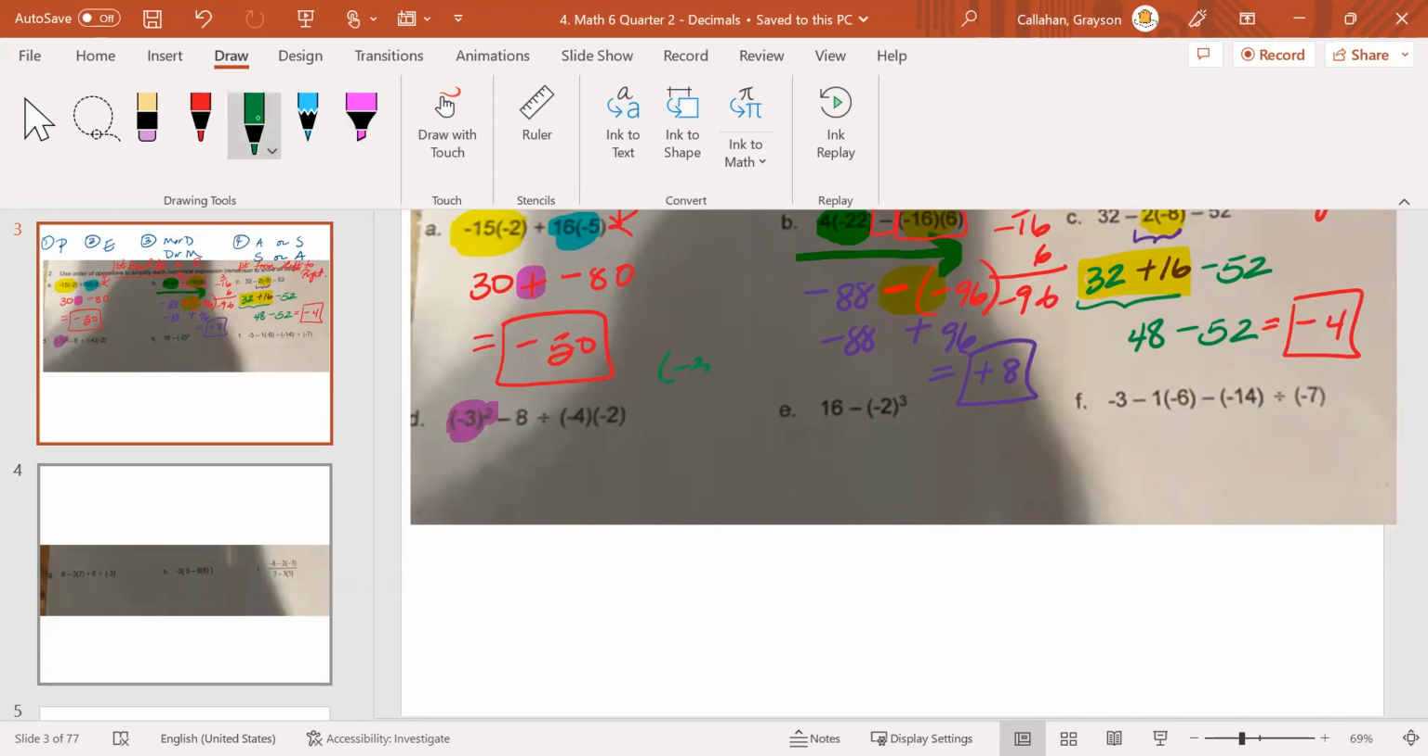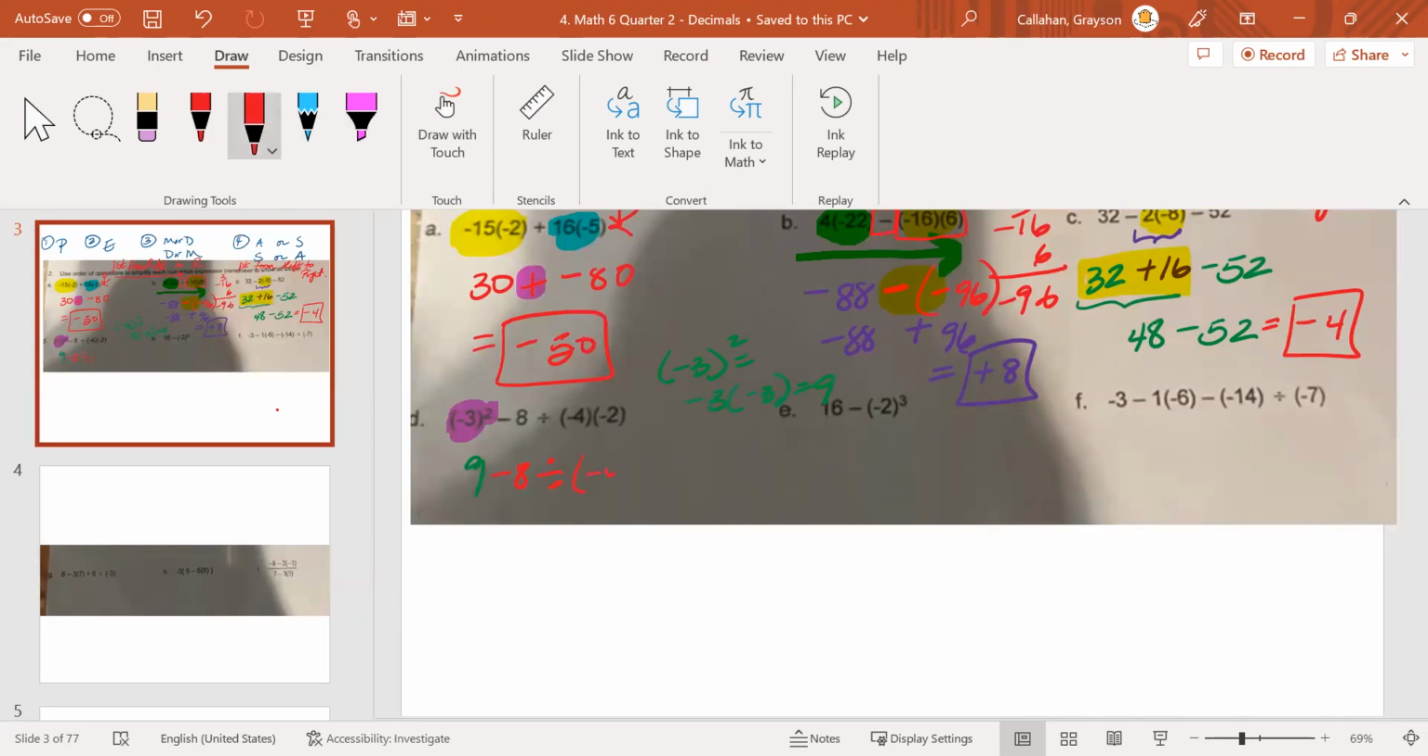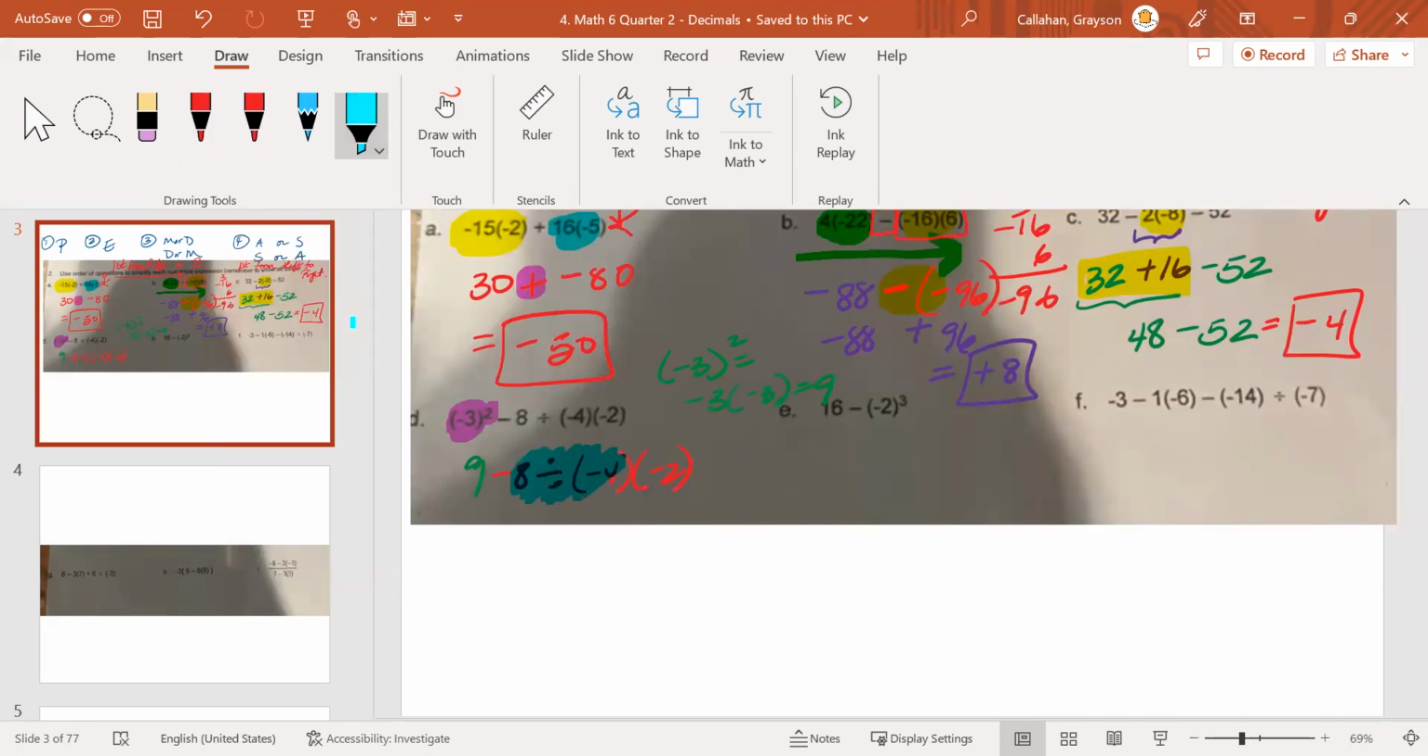Negative 3 squared is negative 3 times negative 3, and that's a positive 9, okay? After you do that, you write everything else down exactly as is, and you do step by step. After that one step, next I notice that there's a division. Do you see the division right here? It's a negative 8 divided by a negative 4.